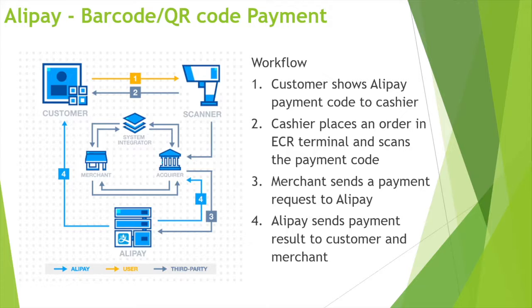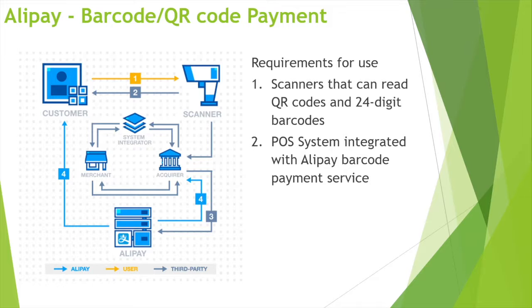Now, let's talk about Alipay barcode and QR code payment. The workflow of it contains 4 steps. First, customer shows Alipay payment code to cashier. Next, cashier places an order in ECR terminal and scans the payment code. Then, merchant sends a payment request to Alipay. Last, Alipay sends payment result to customer and merchant. To complete the whole process, we need scanners and a POS system.